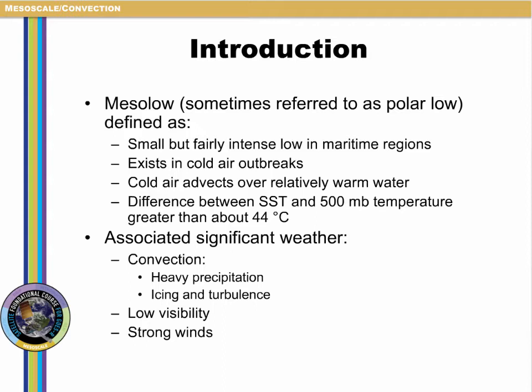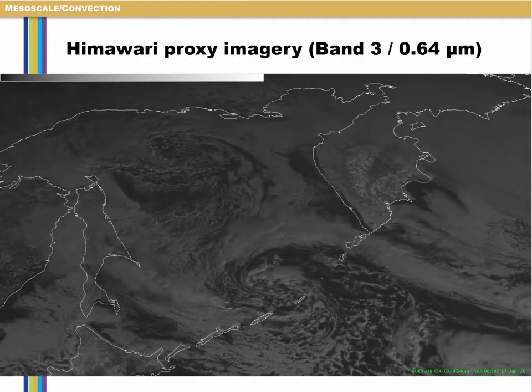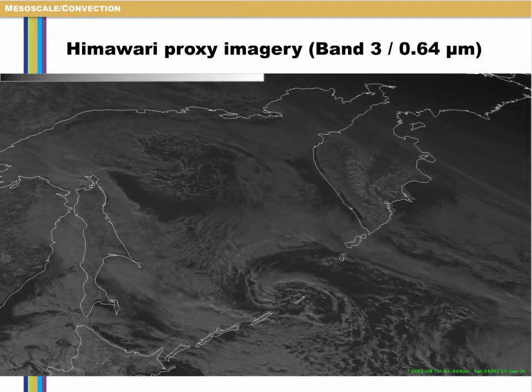And generally the difference between the sea surface temperature and the 500 millibar temperature is greater than about 44 degrees Celsius. The associated significant weather includes convection, which can lead to heavy precipitation and associated icing and turbulence, also low visibility and strong winds. As proxy data for GOES-R, we'll be making use of imagery from the Himawari satellite.